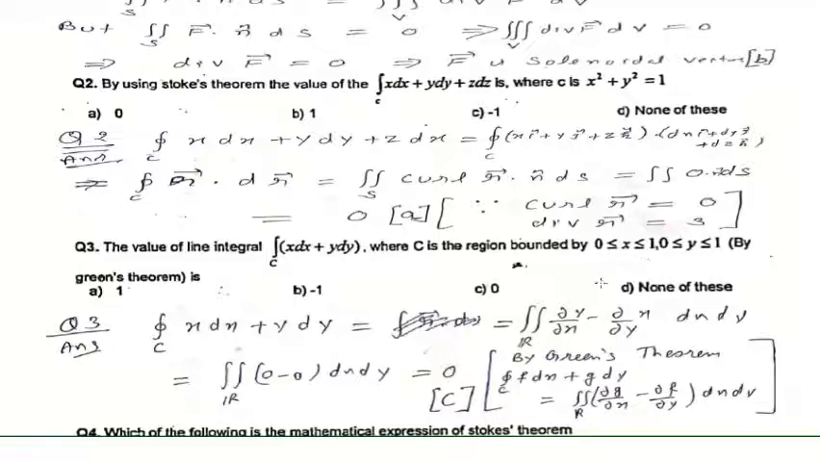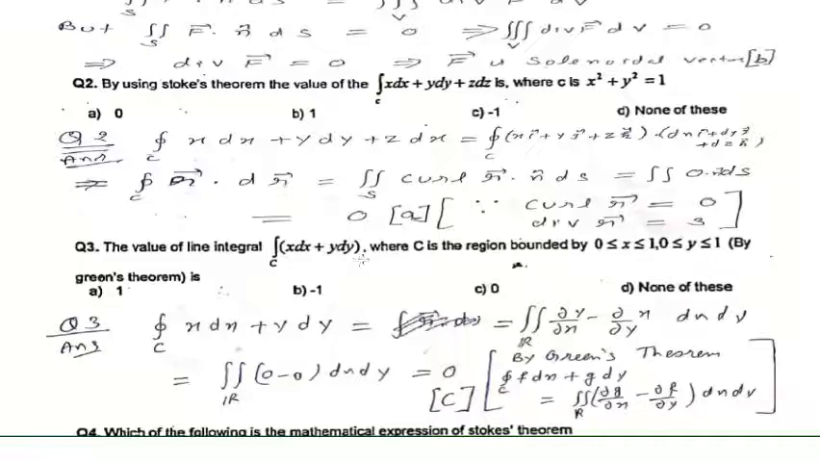If you plot this, x equals 0 is this line, x equals 1 is this line, y equals 0 is this line, y equals 1 is this line, you will get what? A rectangle. We know that it is piecewise smooth, in pieces it is smooth, and it is closed also, and it is not intersecting itself, so it is simple also. So we can apply Green's theorem.